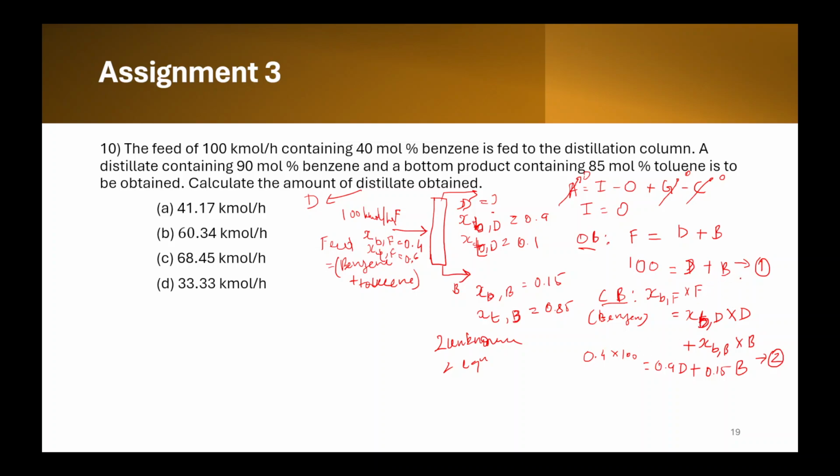We can put in the value of B as 100 minus D and substitute that here. So 0.4 into 100 will be 40, is equal to 0.9 D plus 0.15. We substitute the value of B here, 100 minus D.